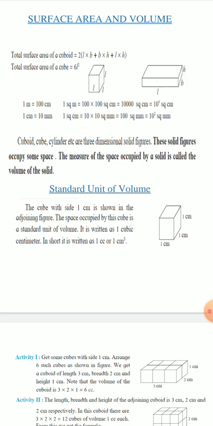If I want to calculate the standard unit of volume, I will take one cube with side 1 centimeter, as shown in the adjacent figure. The space occupied by this cube is the standard volume as per the definition. If you closely observe, the length, width, and height of this cube are 1 centimeter. So volume is the product of length into width into height. So 1 into 1 into 1 becomes 1 centimeter into 1 centimeter into 1 centimeter, which is 1 centimeter cube. So 1 centimeter cube is the standard unit of volume.